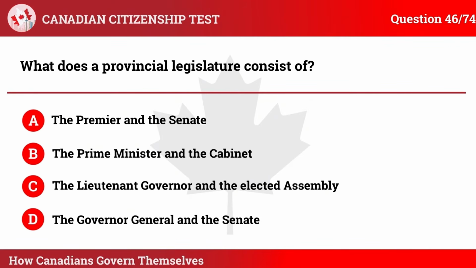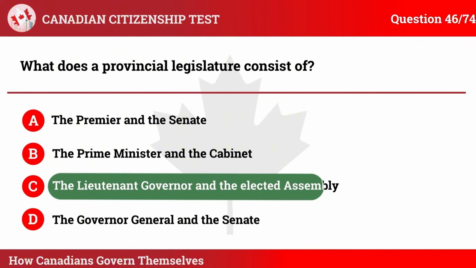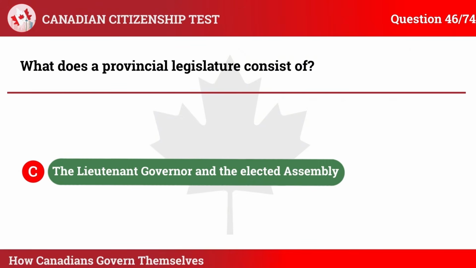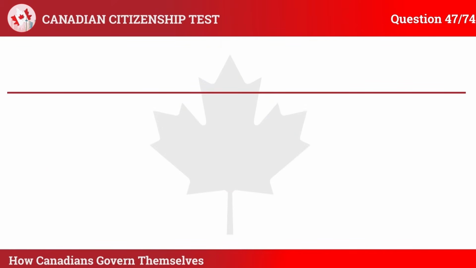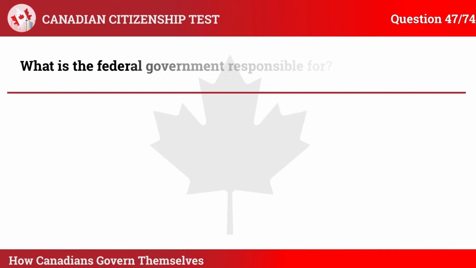The correct answer is C. The Lieutenant Governor and the elected Assembly. Explanation: A provincial legislature consists of the Lieutenant Governor and the elected Assembly, allowing local representatives to pass provincial laws. Question 47. What is the federal government responsible for?